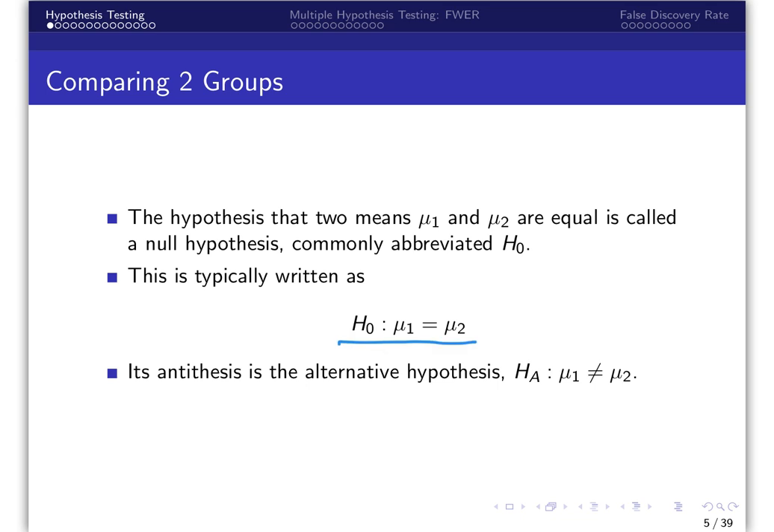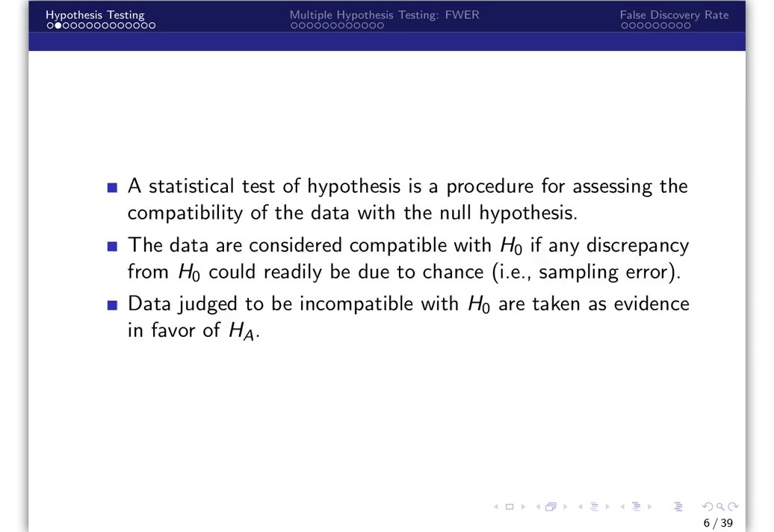When interest is in identifying genes that are differentially expressed when comparing two groups or conditions, the null hypothesis is that the two group means, denoted by mu sub 1 and mu sub 2, are equal, while the alternative hypothesis is that the two group means are not equal. A statistical test of hypothesis is a procedure for assessing the compatibility of the data with the null hypothesis. The data are considered compatible with the null hypothesis if any discrepancy from the null could readily be due to chance alone, that is, due to random sampling error. Data judged to be incompatible with the null hypothesis are then taken as evidence in favor of the alternative hypothesis.